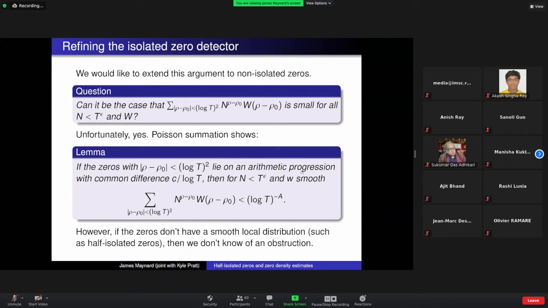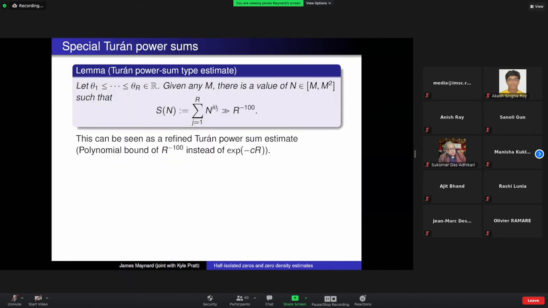And we are able to do this, at least in the special case of half isolated zeros, where nearby zeros don't differ too much in their real parts, and they all lie vertically above the zero that we're interested in, row 0. And the key to this, which is maybe of independent interest, is a refined sort of Turan power sum type estimate.